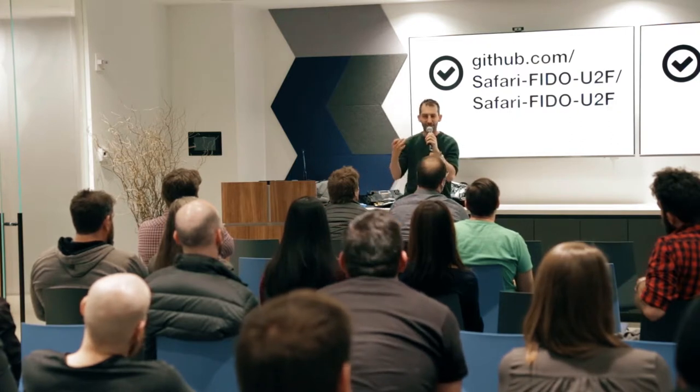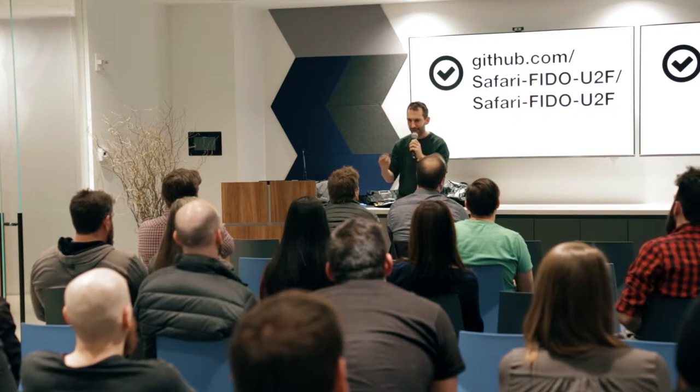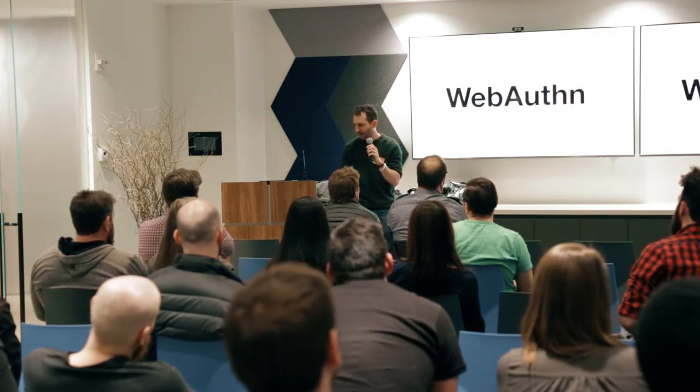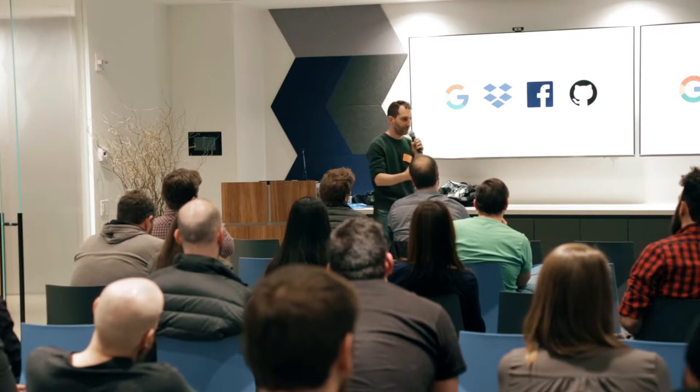Okay, so you say, Paul, this sounds great. I have a security key right now. What can I actually do with it? Well, there are four major sites that we use every day that already support security keys. The first is Google. So if you use Gmail or if your company uses G Suite, that works. You can use the same security key for all of your Google accounts. So you don't have to carry around four keys if you have four Google accounts. This works with Dropbox. This works with Facebook. And it works with GitHub.